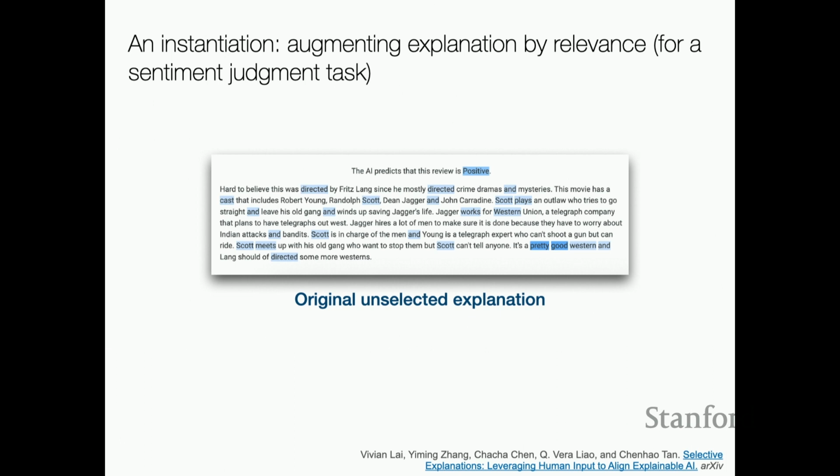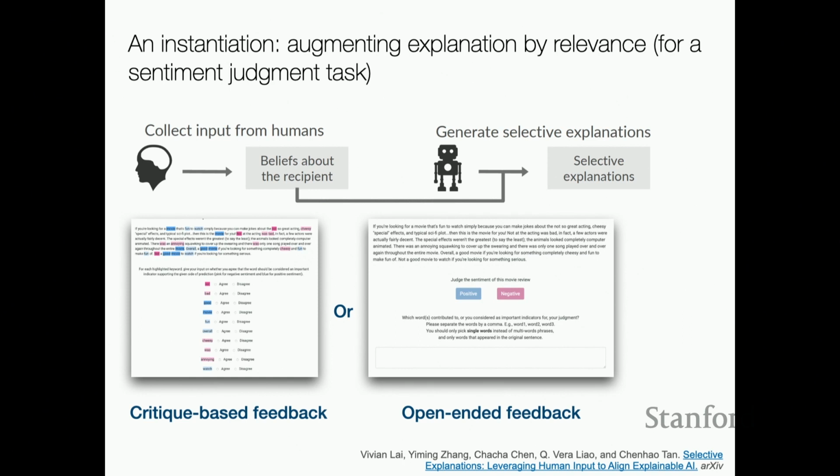One problem is that it's still visually overwhelming. And I would also say it's disruptive. You might end up getting hung up on some relatively trivial thing, like why the model picks up Western as a positive indicator. So we want to generate selective explanation by learning your belief of what is relevant to the movie sentiment task.